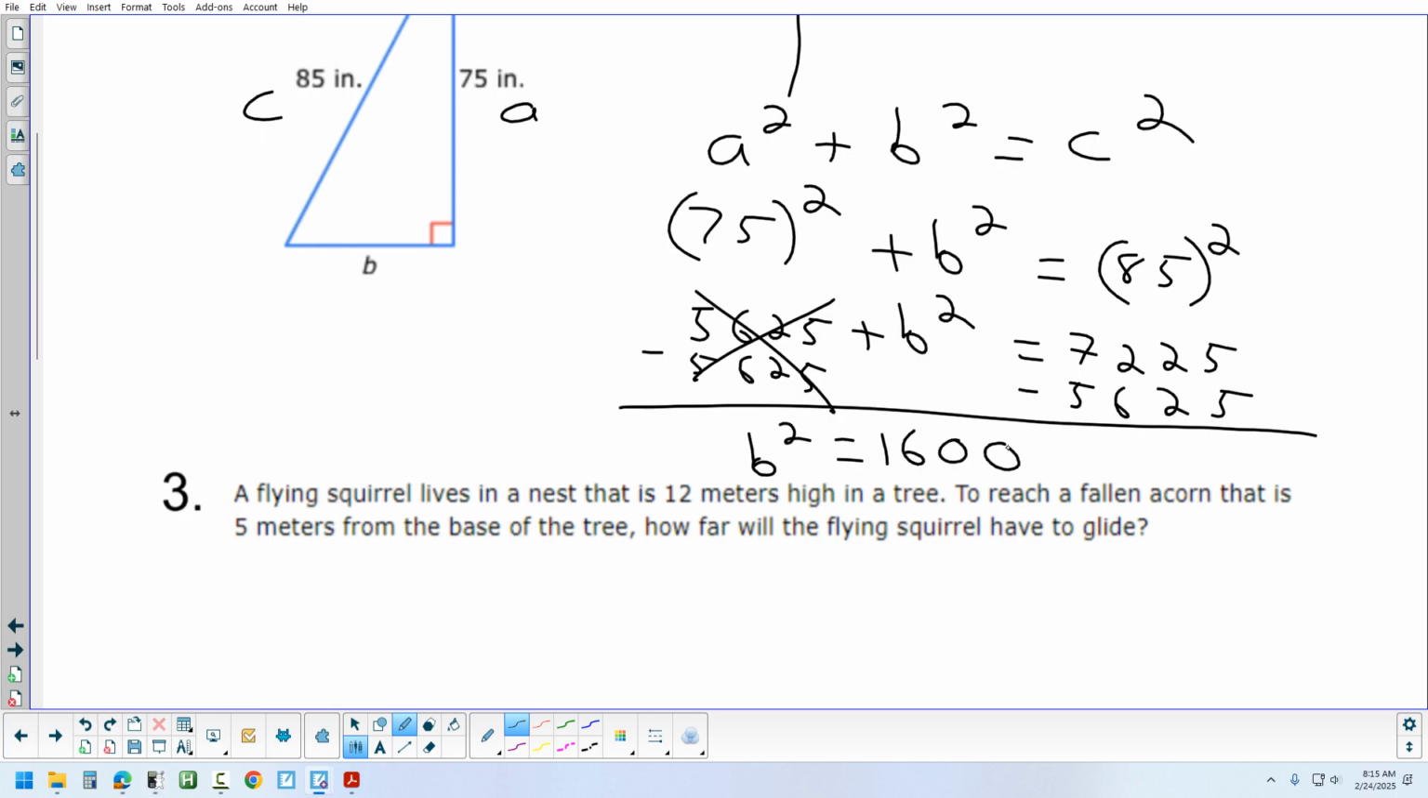Now we're at the same step we were in the last problem. I want b, so I'm just going to put that over here. I don't want b squared. How do I get rid of that exponent of 2?